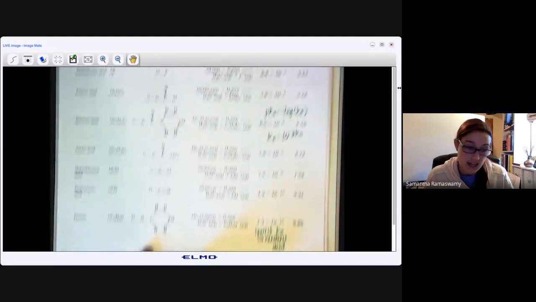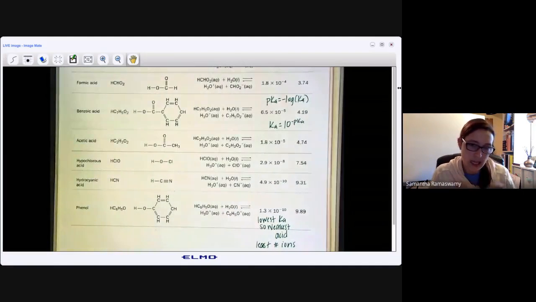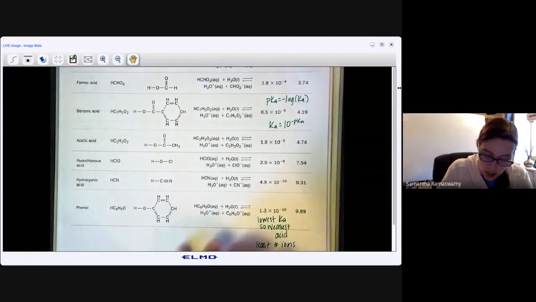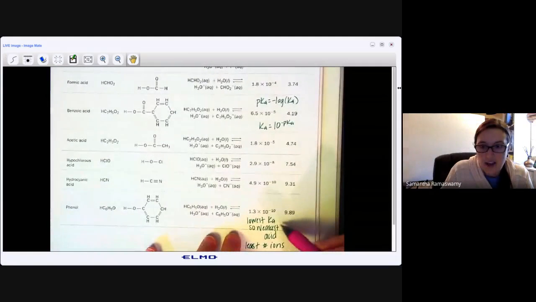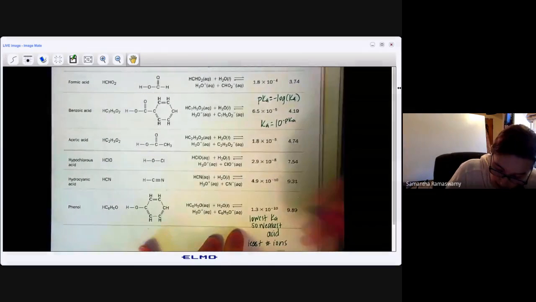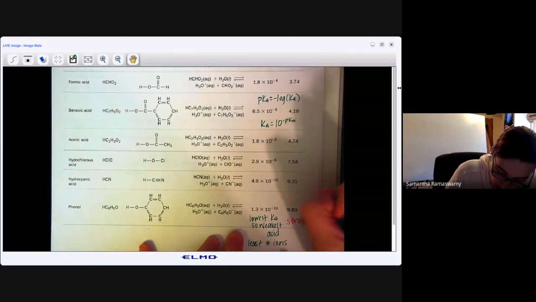Now, in the last session, we were talking about the strength of the acid versus the base. So since this has the lowest Ka and it's the weakest acid, that means it's actually going to have the strongest conjugate base out of all of these.